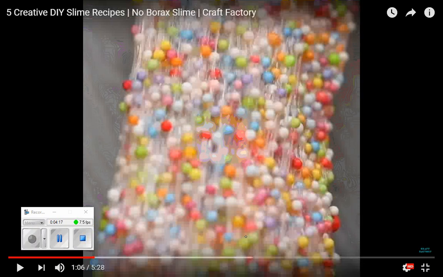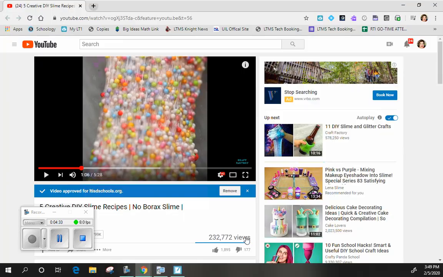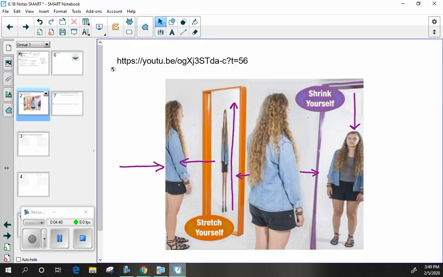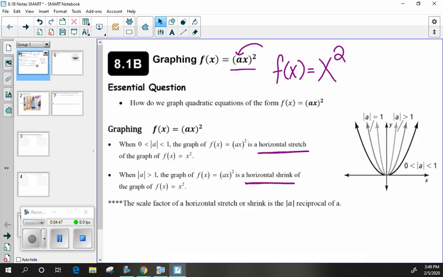Okay, so when that ball of slime was pulled apart, it got a lot skinnier in the middle. And when they made it back into a ball and pushed it back together, that middle got a lot wider. So what we can think about is, depending on the way they were pushing and pulling that ball of slime, that is the direction of our shrink or stretch. So let's go back up to the first page and take a look at that again.